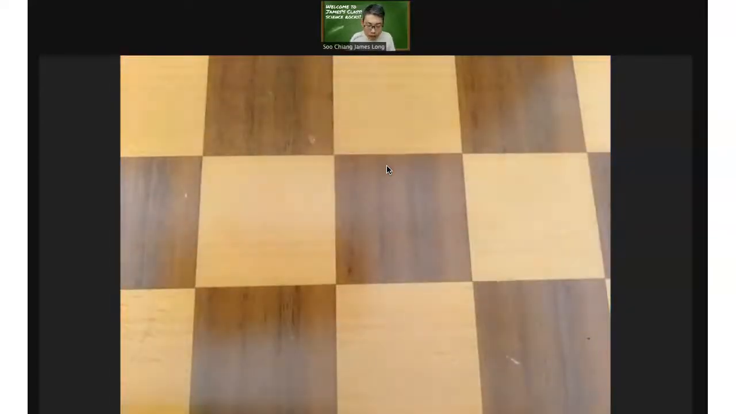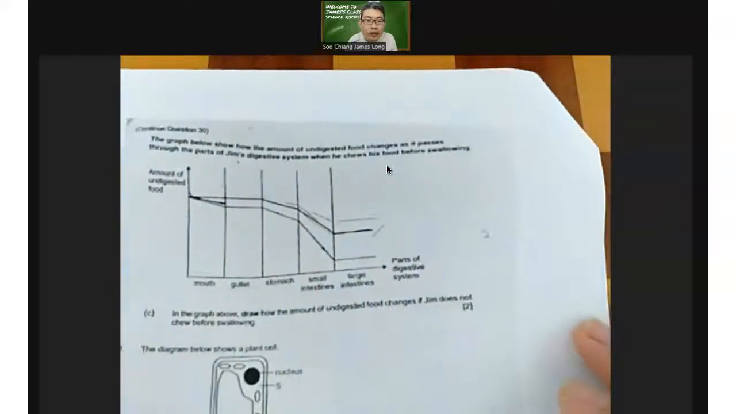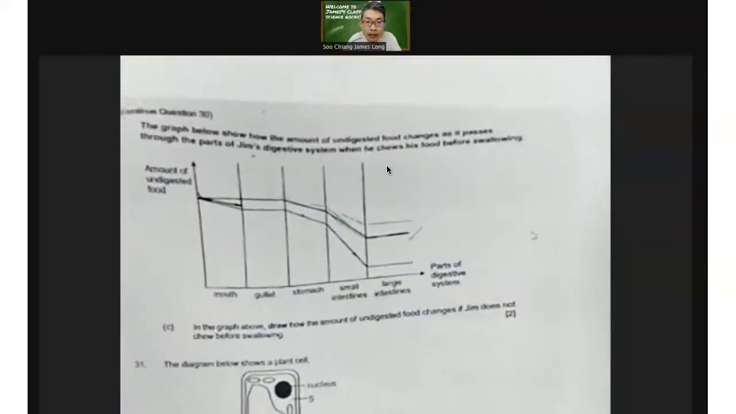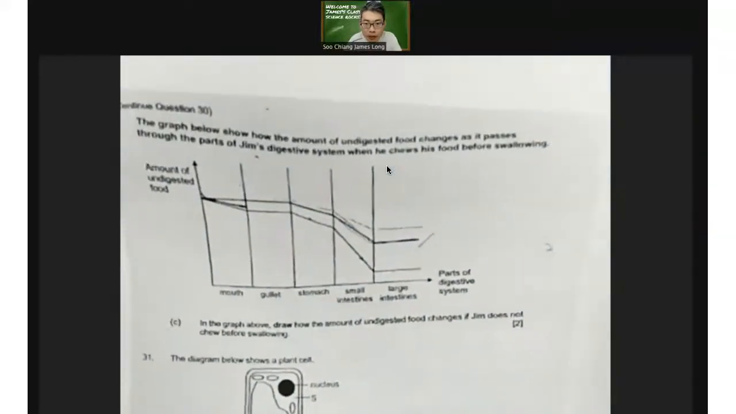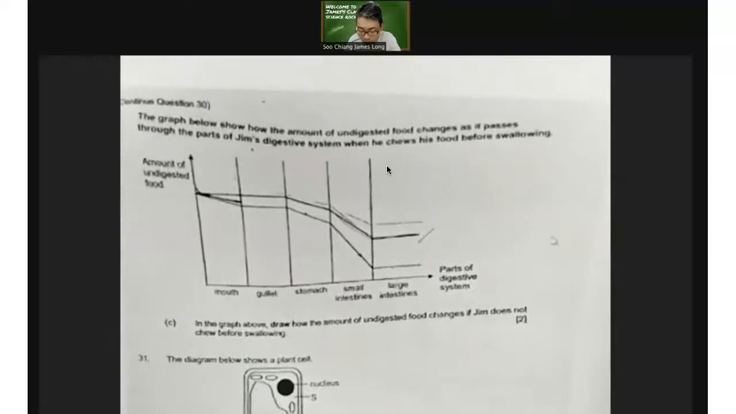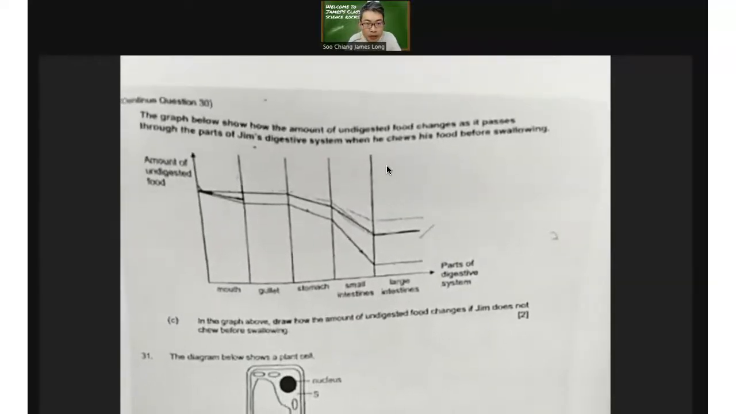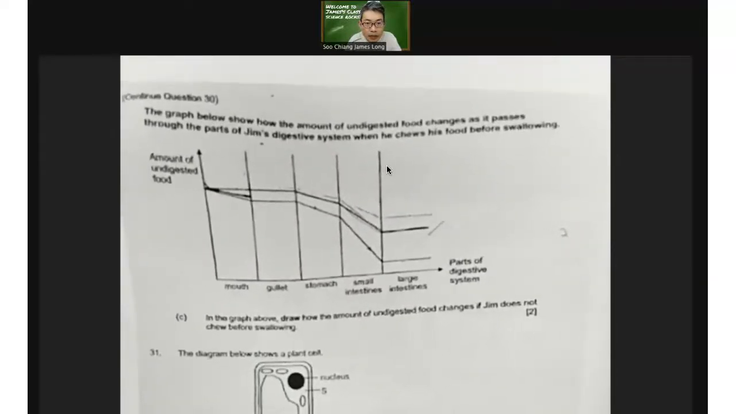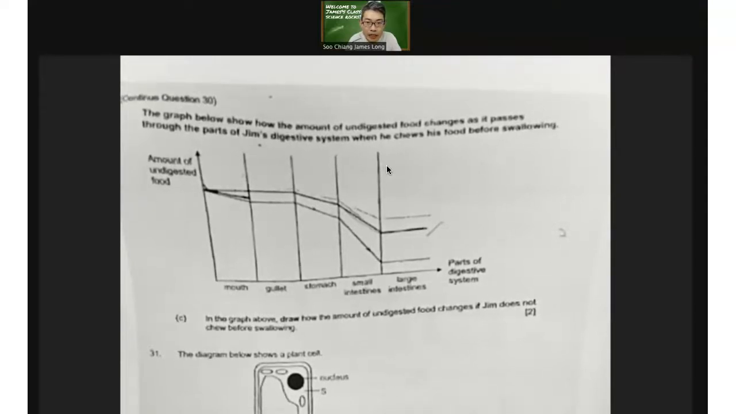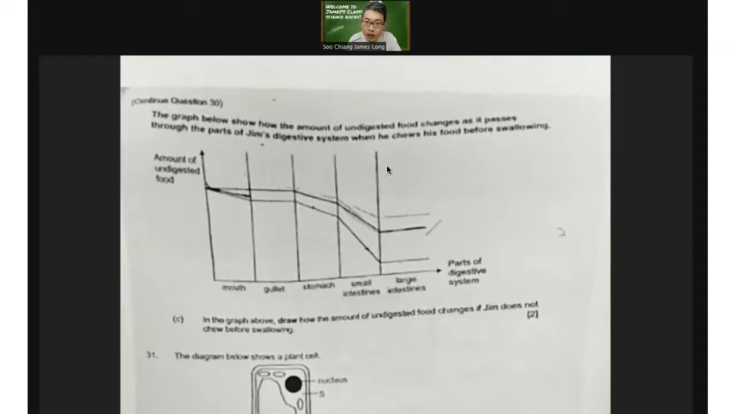Now let's go on to the next part. Okay, the words are really not very clear. So students, if you send me pictures, do try to send me very clear pictures that will help me to help you. The graph shows how the amount of undigested food changes as it passes through the parts of Jim's digestive system. It's a very common looking question.